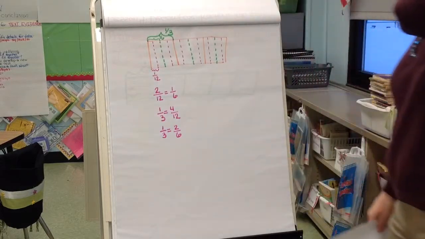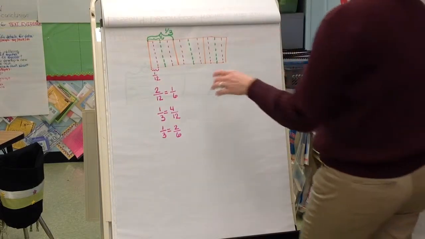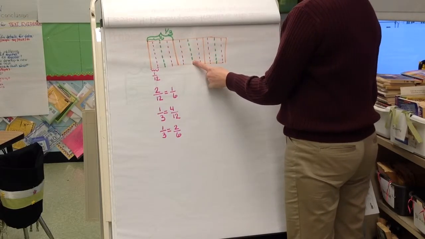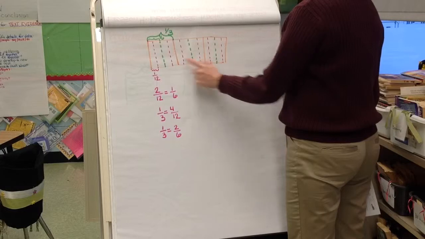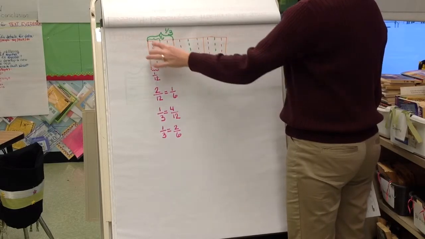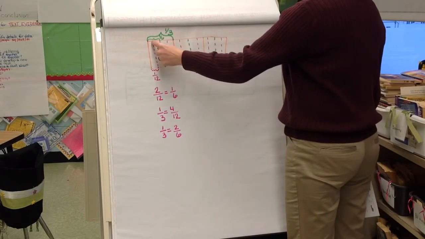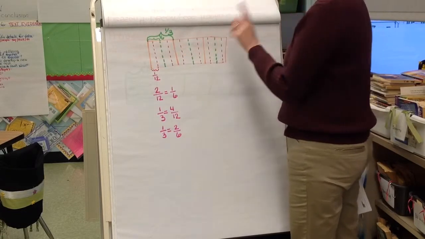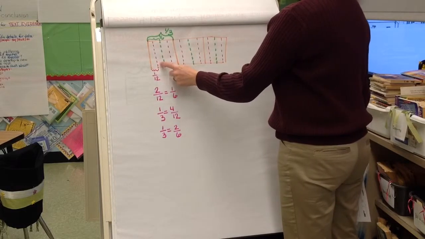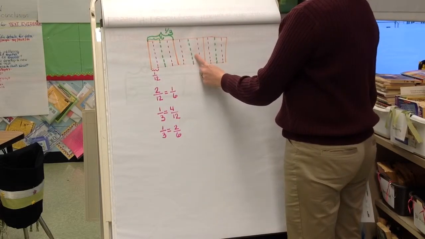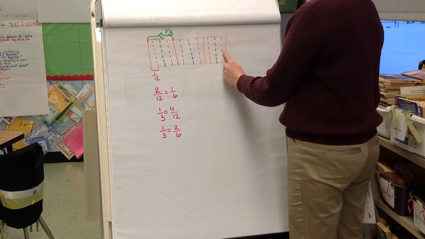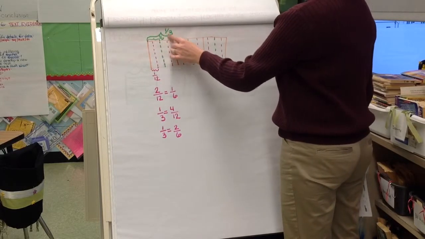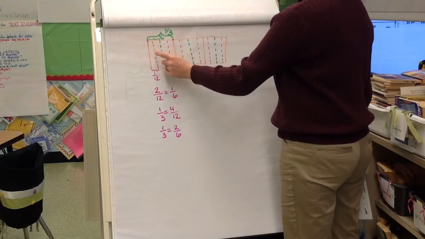Okay, let's take it a little further. Here we have the same tape diagram. I divided it into 6 in the green. Then you look at the pink, I divided each sixth into 2 pieces. If you count, we have 12 pieces. 1, 2, 3, 4, 5, 6, 7, 8, 9, 10, 11, 12. We have twelfths. Okay? So the biggest piece, the orange, is a third.